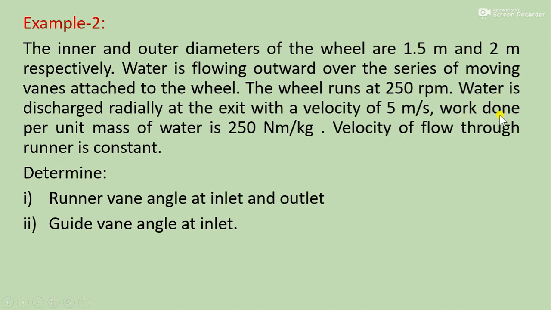Now, very important, see here, in a somewhat different way, the work done per unit mass of water is given as 250 Newton meter per kg. This means we have to use formulae accordingly. Here one important thing is that the velocity of flow through the runner is constant, which means the flow velocities are constant at inlet and outlet. So what is to be determined? The runner vane angle at inlet and outlet, and the guide vane angle at inlet.